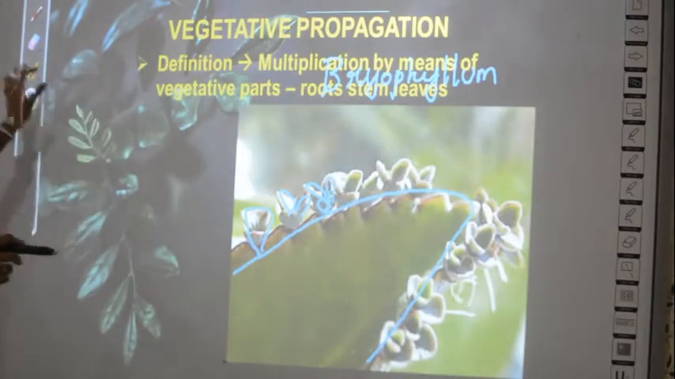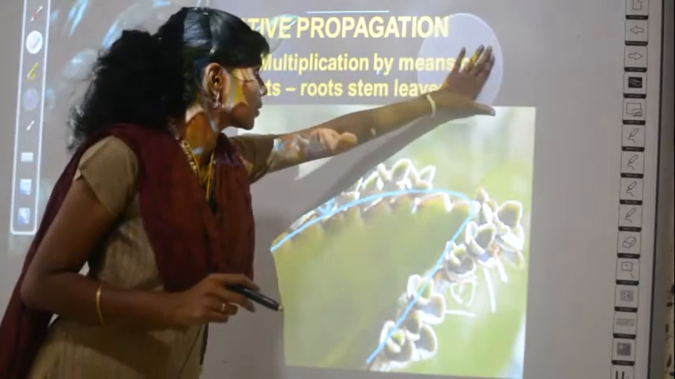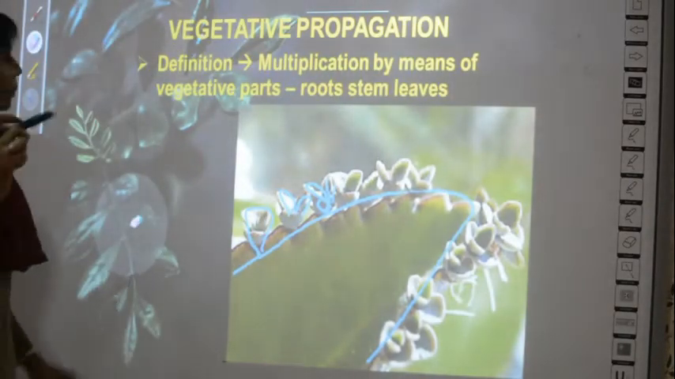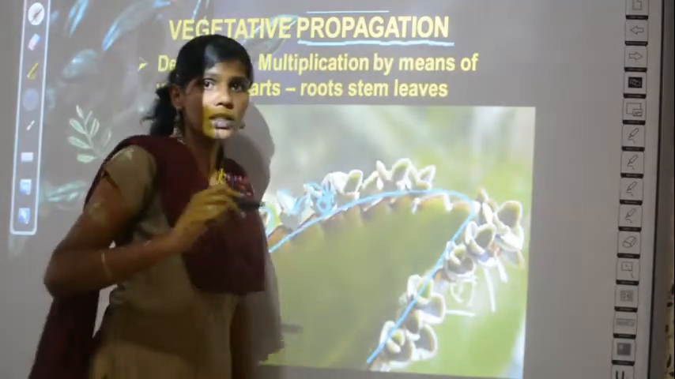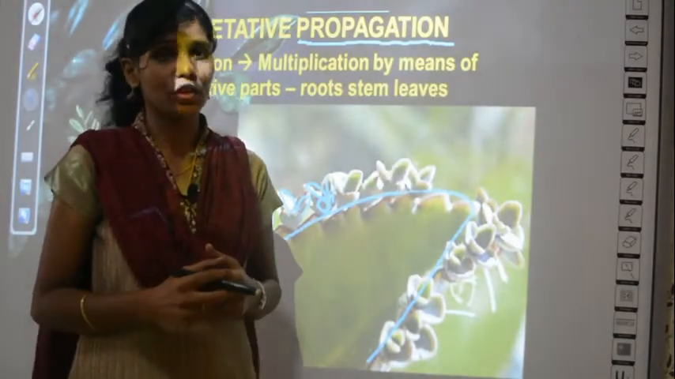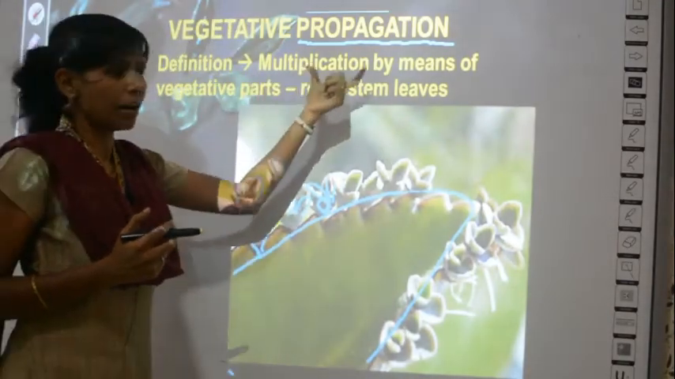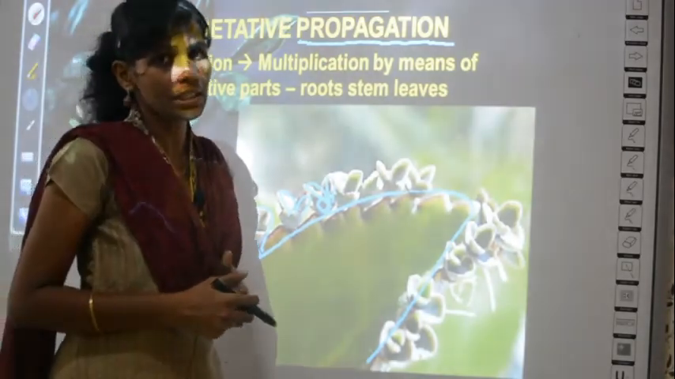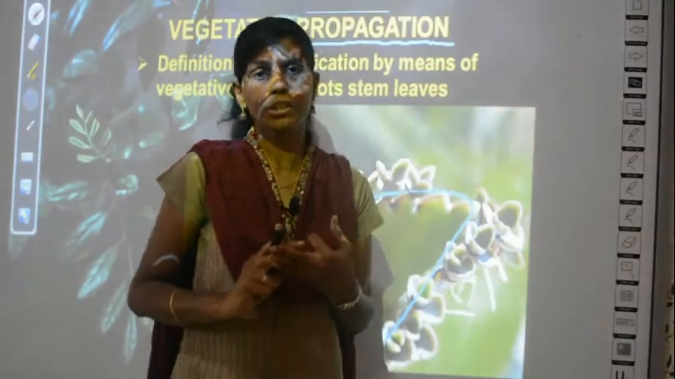Okay, before that, I did not tell you the definition. What is vegetative propagation? Propagation itself means multiplication. The word propagation means trying to multiply. Okay, so what is trying to multiply? Multiplication by means of vegetative parts. What are vegetative parts? Roots, stem and leaves are vegetative parts.